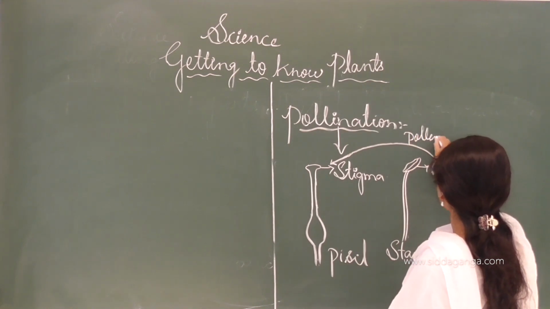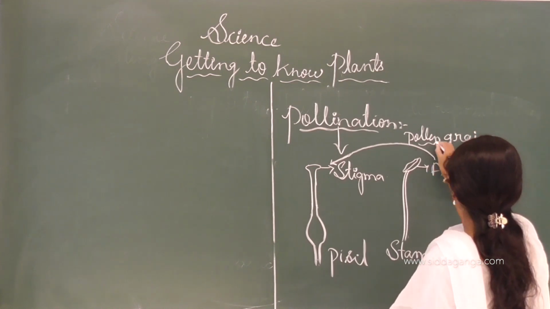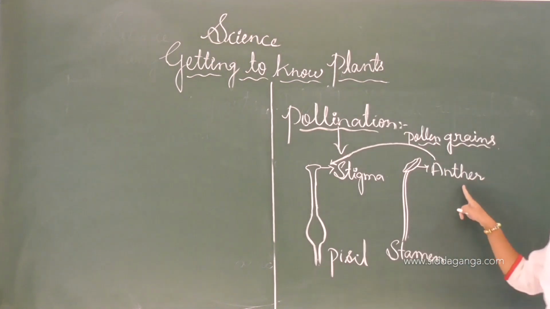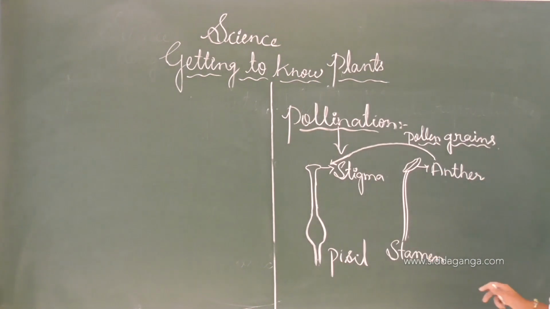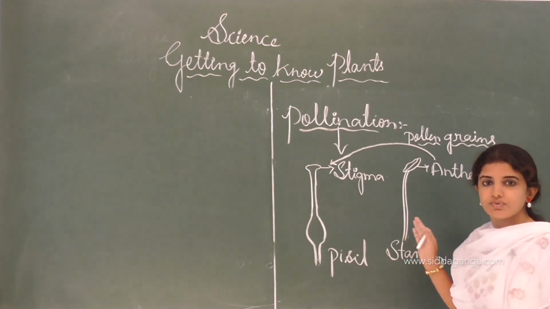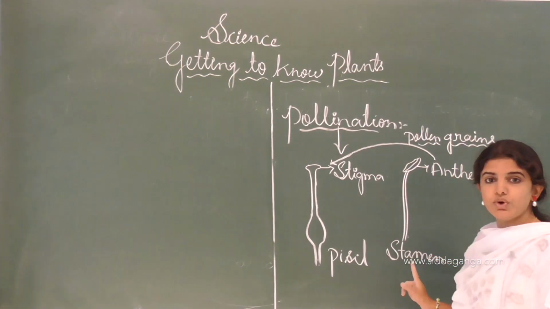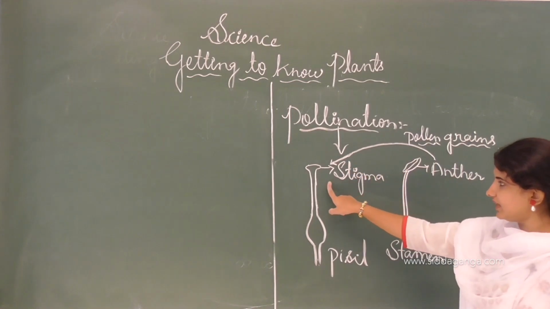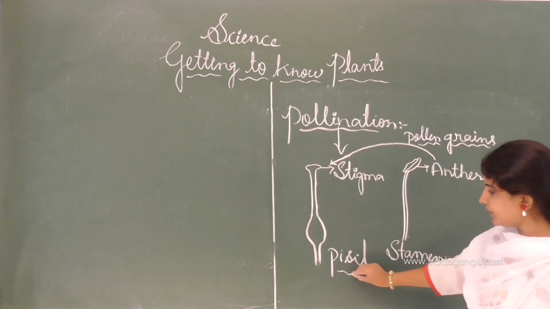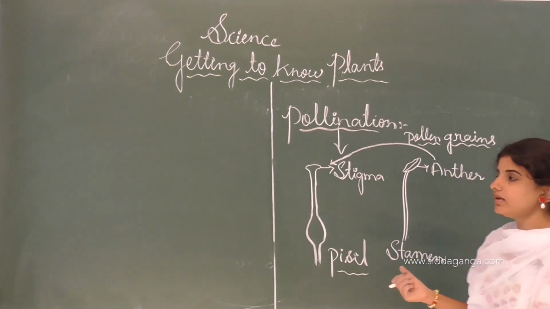Here pollen grains are transferred. Pollen grains transferred from anther to the stigma of a pistil is called pollination. See, once again I will tell you, pollination is nothing but the transfer of pollen grains from anther of a stamen, which is a male reproductive organ of a flower, to the stigma of a pistil, which is a female reproductive organ of a flower, and thereby the pollination process occurs.